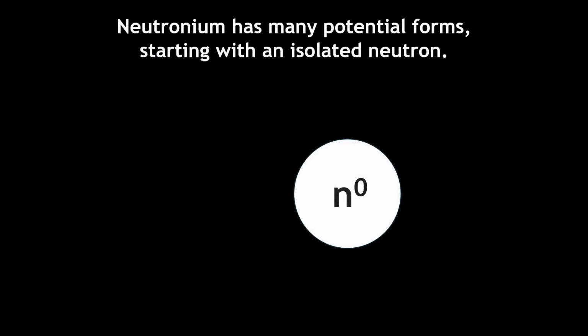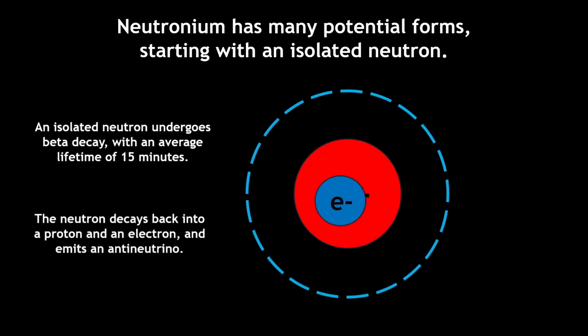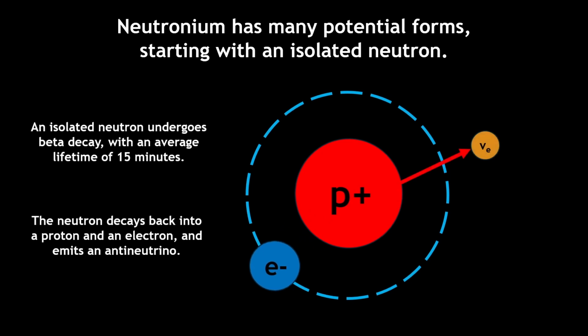Neutronium has many potential forms, starting with an isolated neutron. This neutron undergoes beta decay and has an average lifetime of 15 minutes, decaying back into a proton and an electron, but also emitting an antineutrino.